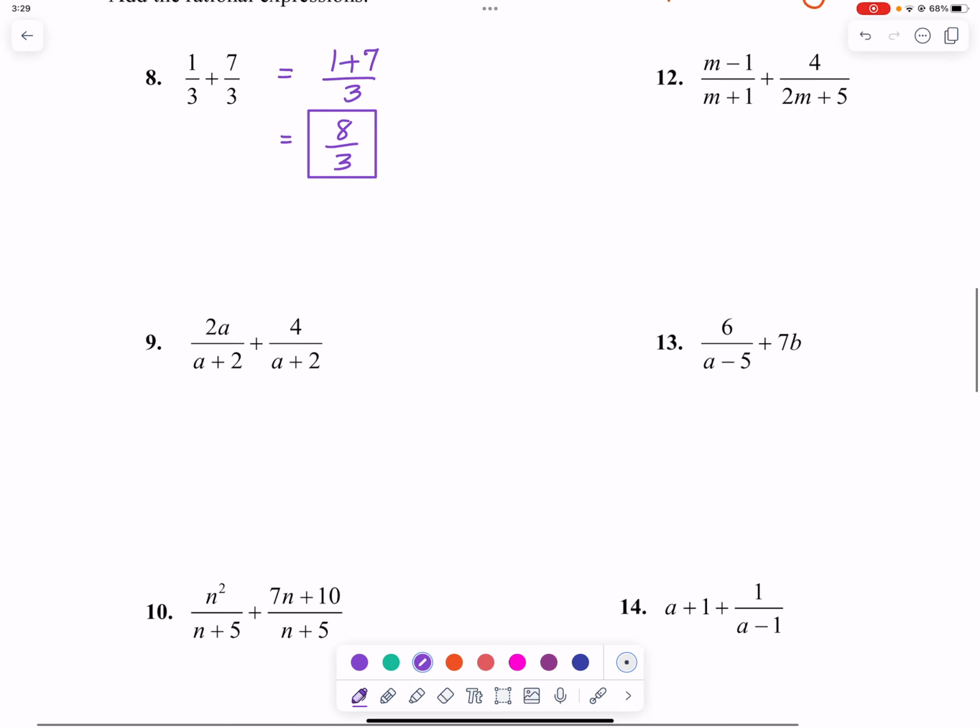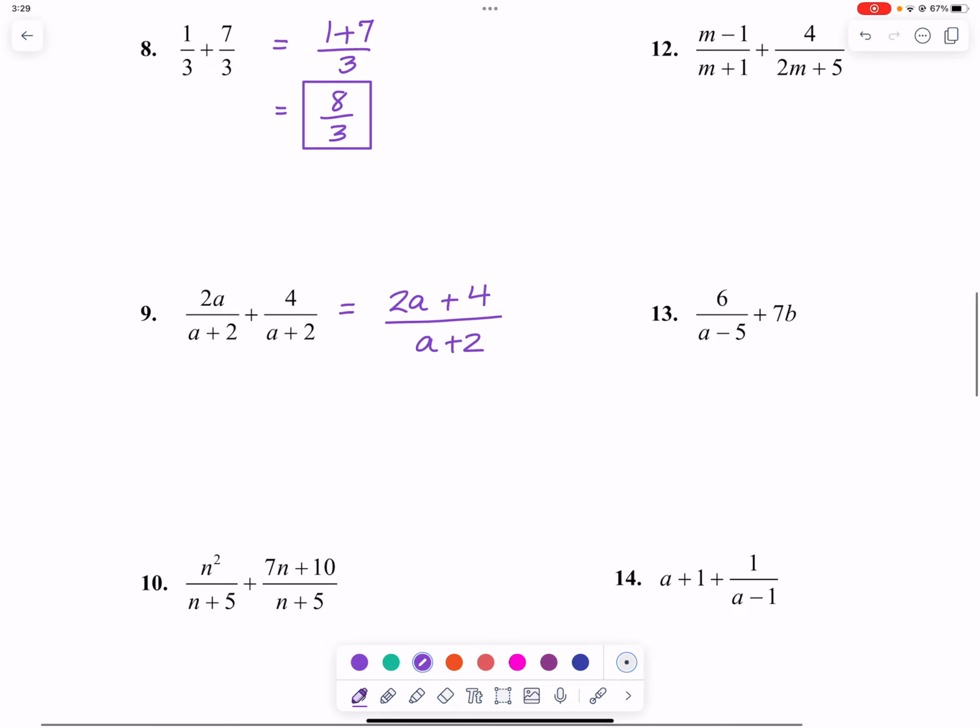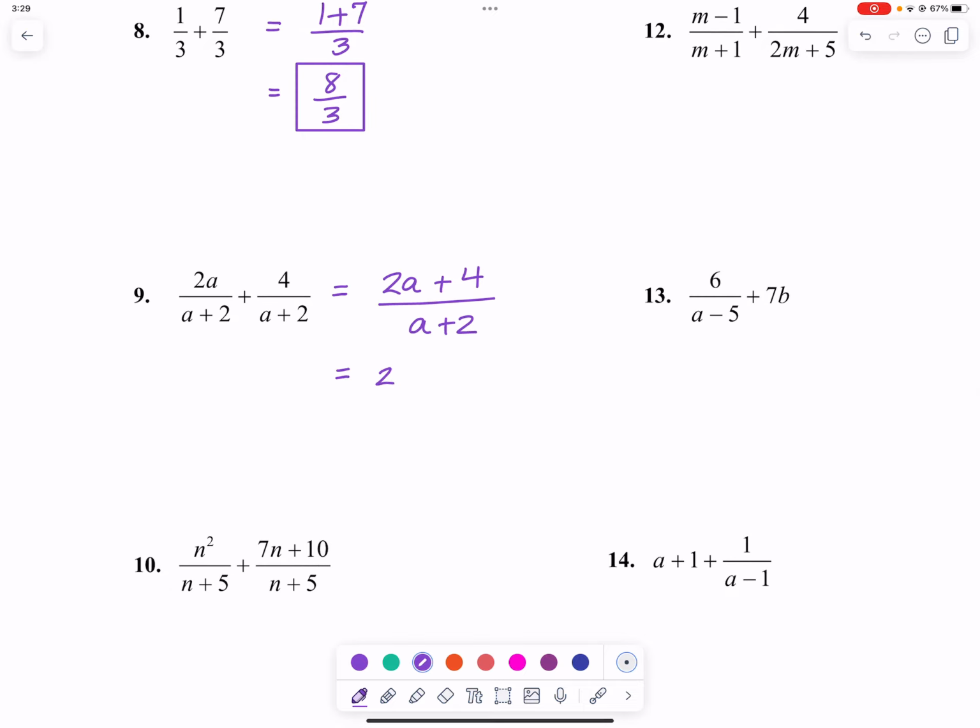Taking a look at number 9, you can see that we have 2a plus 4 all over a plus 2. And we can factor a 2 out of the numerator. And as you can see, that a plus 2 will cancel that factor, and we come up with 2.